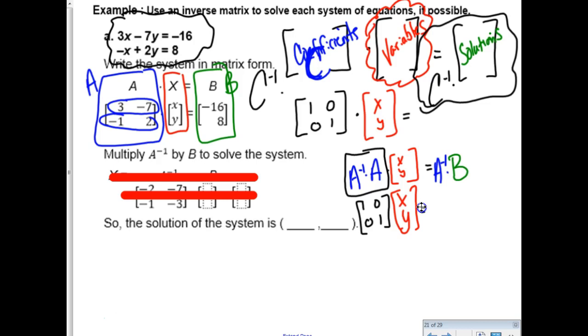And then this is where you are definitely going to grab your calculator, because I don't want you to learn how to do this by hand. So on your calculator, could you please type A inverse? So your next question is, how do I type A inverse?